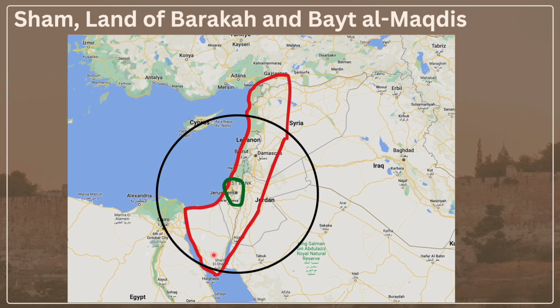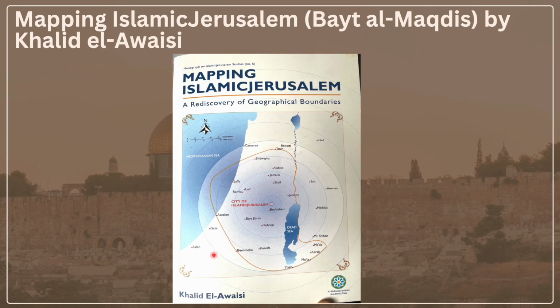Now, there is a book that I want you to look at, and this is where these maps have been taken from, and I think this book is a fantastic book, and we do hope to make an introduction video on it if we get time, inshallah. It's called Mapping Islamic Jerusalem, and Islamic Jerusalem is the name given to Bayt al-Maqdis, and we're going to come to what is Bayt al-Maqdis.